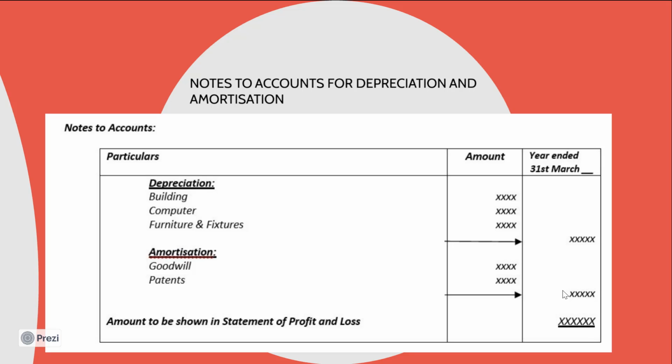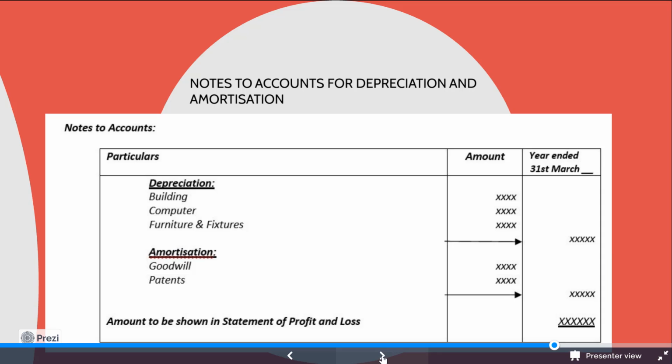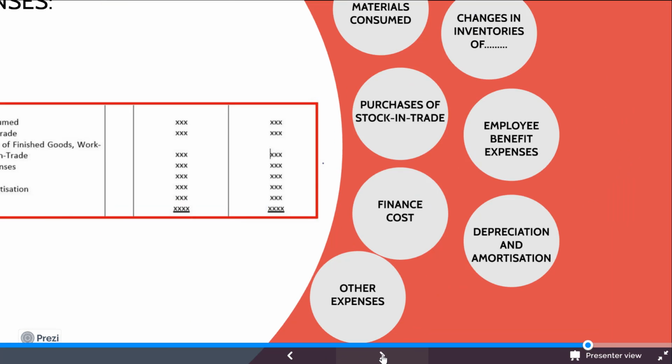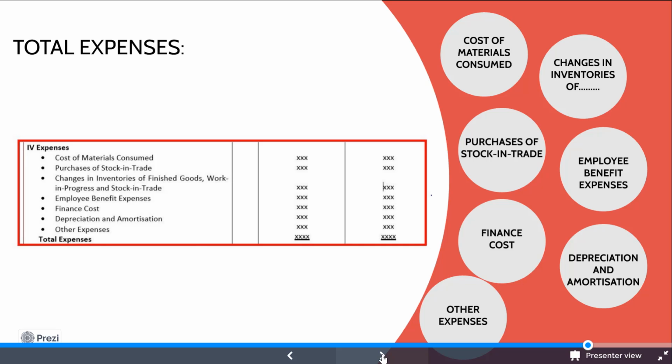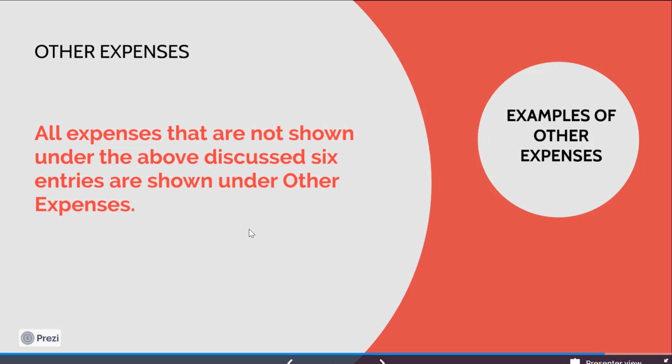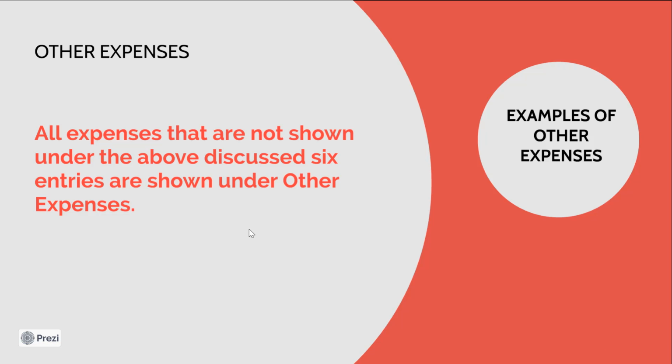And the amount to be shown in statement of profit and loss under the head depreciation and amortization will be the total of these two items, the total depreciation plus the total amortization. Now finally, we will have a residual head called other expenses, where all expenses that are not shown under the above 6 categories are shown under this head.